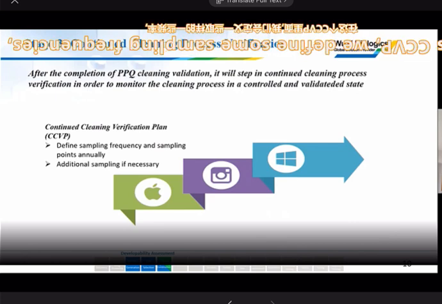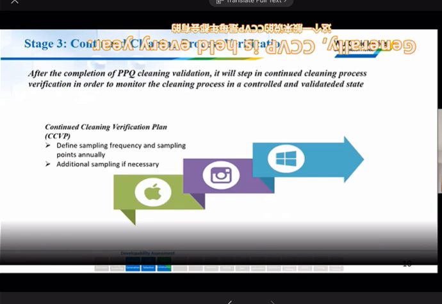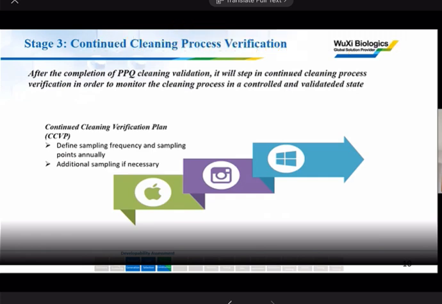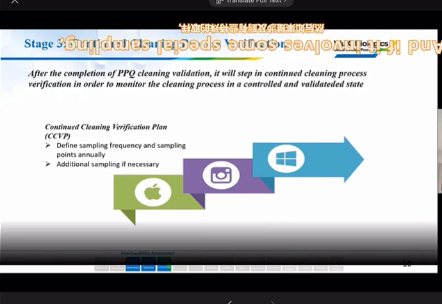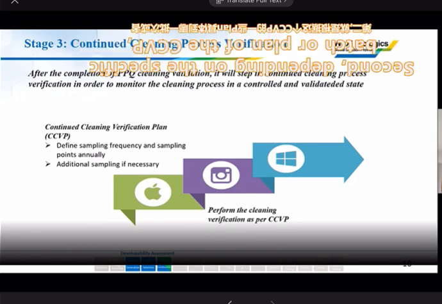Now, after discussing the second stage, the verification of the cleaning process, entering the third stage is the confirmation of ongoing cleaning processes. After completing the PPQ stage, we enter the third stage. The goal of the third phase is to continuously monitor our cleaning process while it remains under control, in the state of verification.